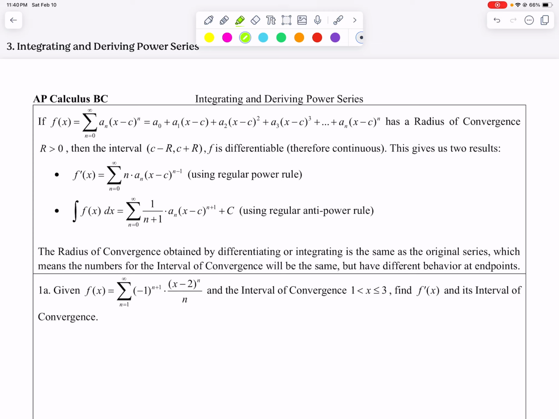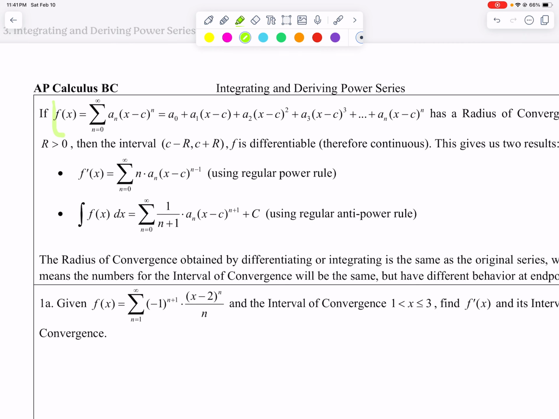Alrighty, so in this video, we are going to be integrating and deriving power series. And essentially, it's going to be the same thing that we've been doing in terms of AB material back in Unit 2 and Unit 4, where we're just going to be using the regular power rule and the regular anti-power rule in terms of these power series.